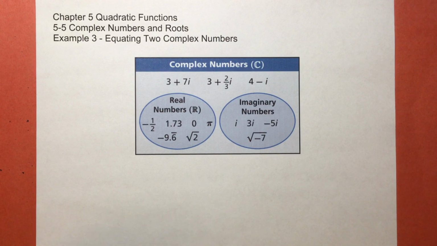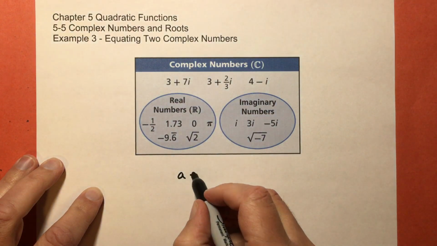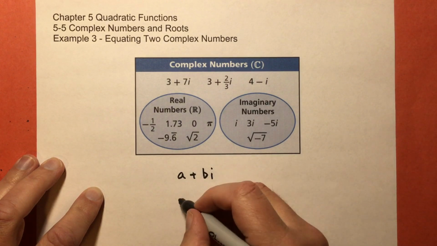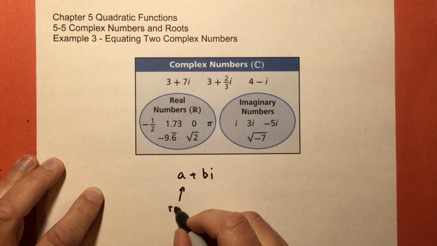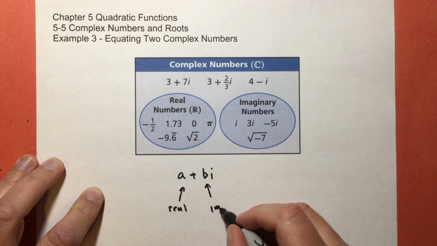So how do we actually represent a complex number? A complex number has two parts. And we usually write it like this: a plus b times i. This is the real part. This is the imaginary part.